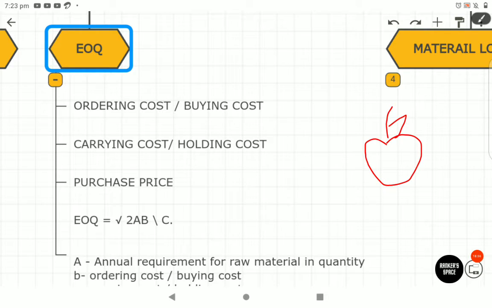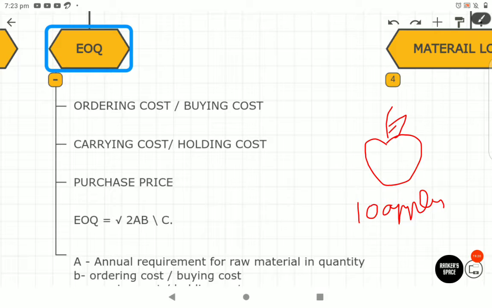Okay, there are apples, and you're buying only for a week, you need like 10 apples. Okay, 10 apples only you're buying, and you're keeping them in the fridge. So in this case, tell me, will your carrying cost be low or will it be high?